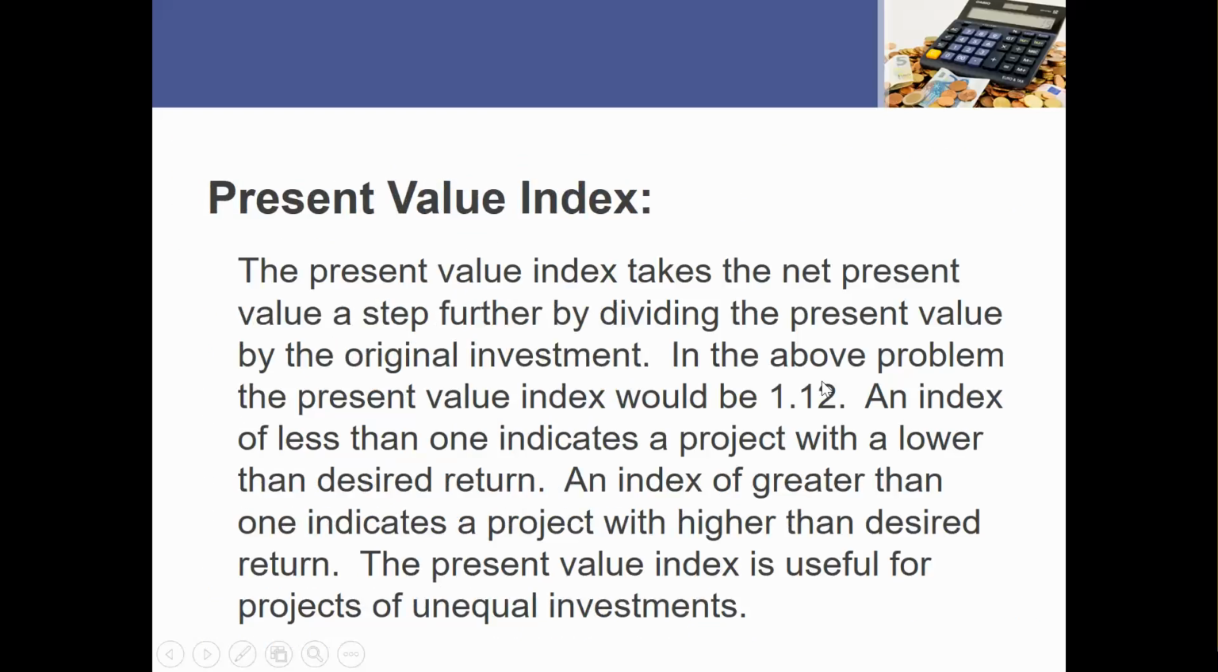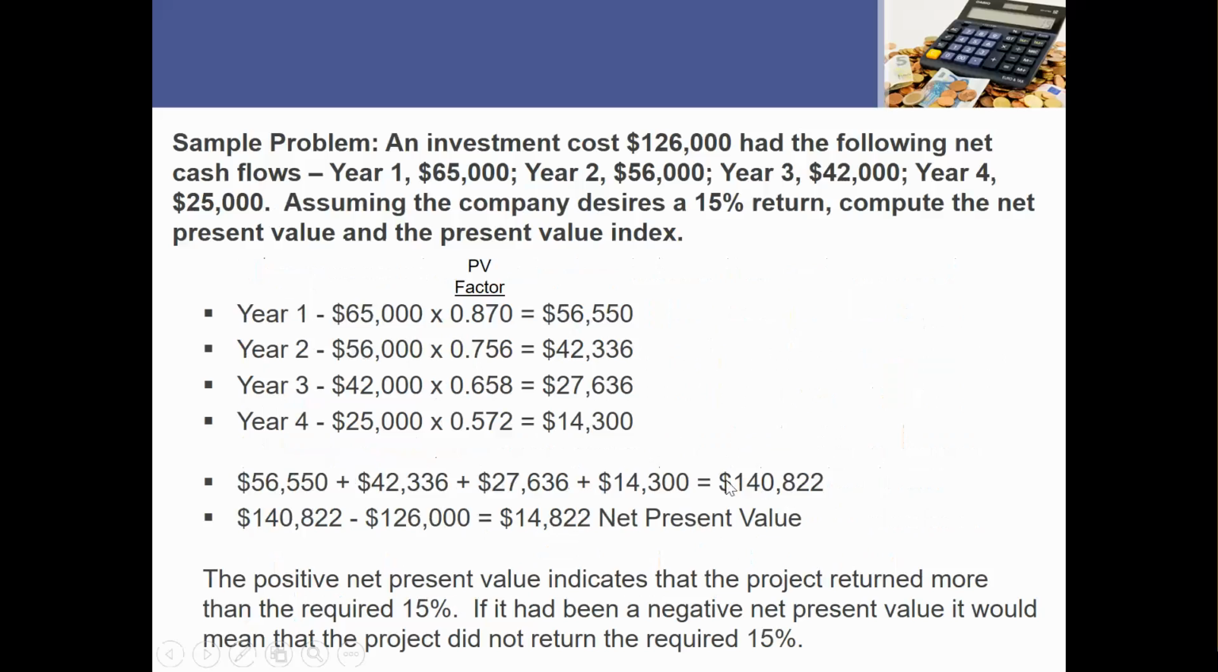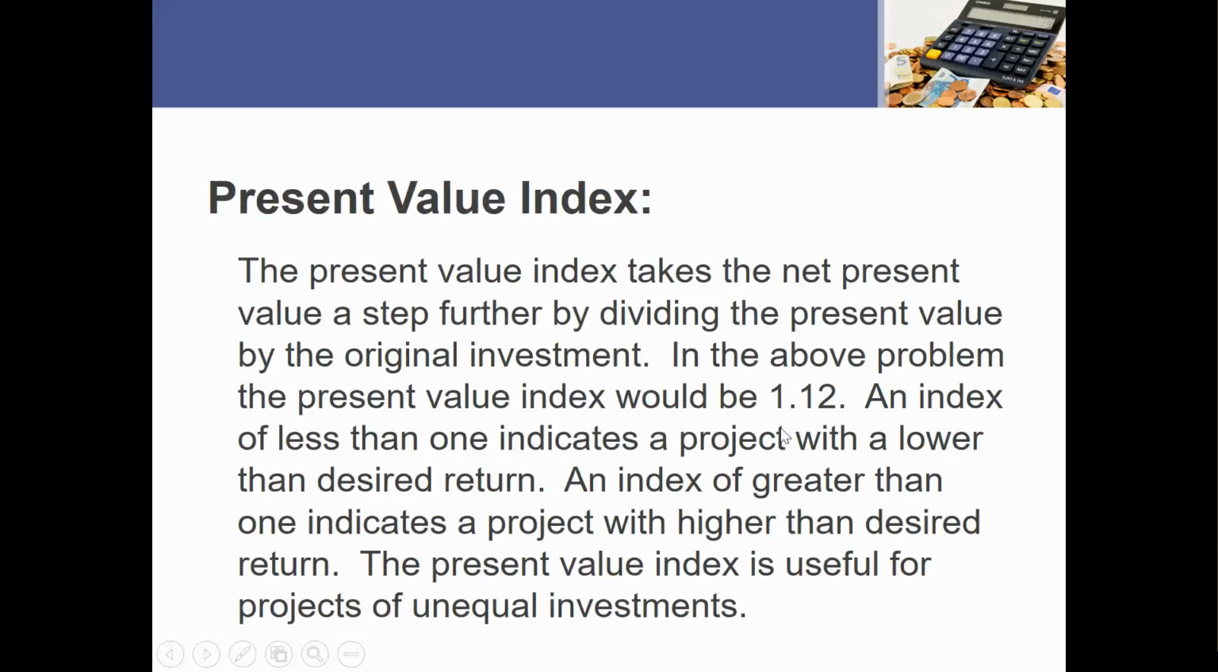Present value index takes it one step further by dividing the present value by the original investment. So if we go back to the previous problem, the total present value is $140,822. The original investment is $126,000. If I divide those, I get 1.12. An index of less than 1 indicates a project with a lower than desired return, and an index of greater than 1 indicates a project with a higher than desired return.